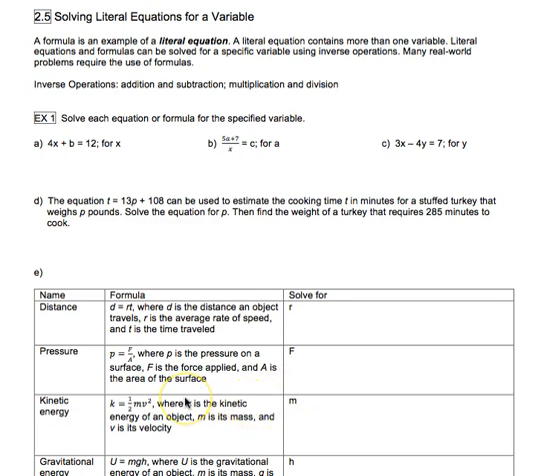All right, today we are going to get into equations and we are starting with solving literal equations for a variable. So a literal equation contains more than one variable. They can be solved for a specific variable using inverse operations. Most real-world problems require the use of formulas, which are a specific type of literal equation. So if it has more than one variable, it's definitely a literal equation, and formulas fall in that category.